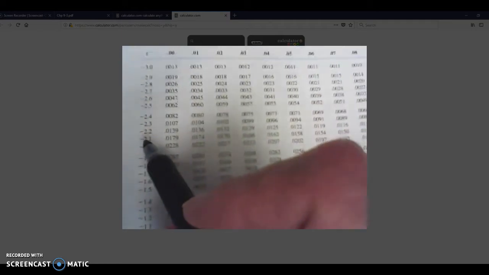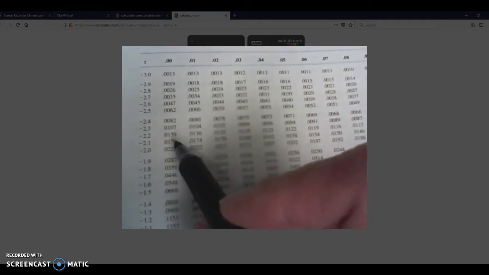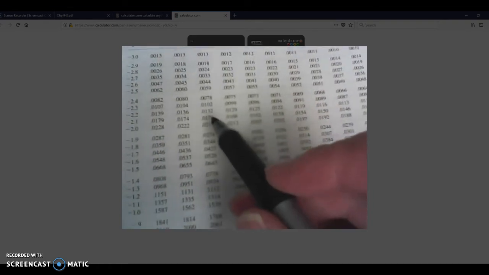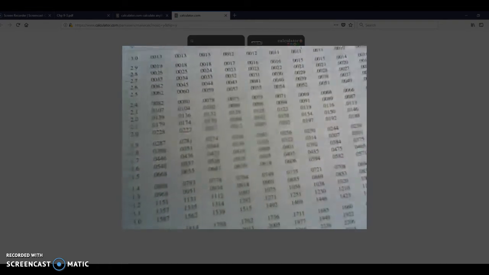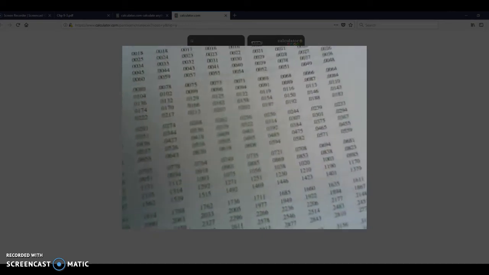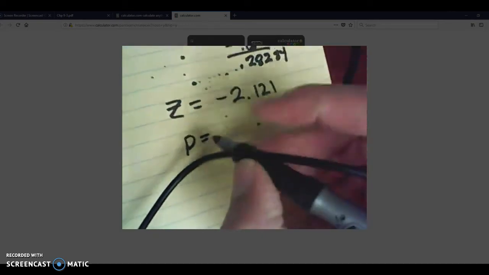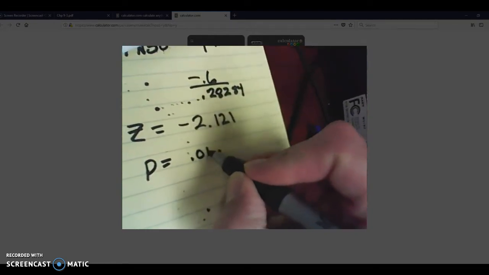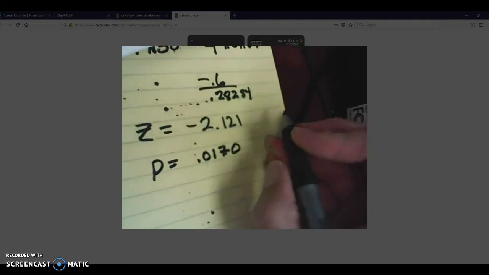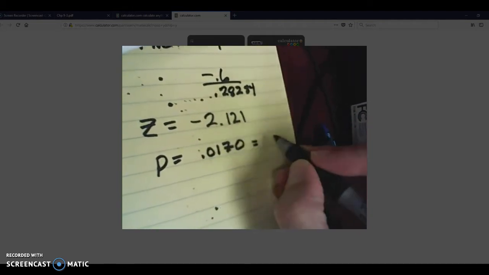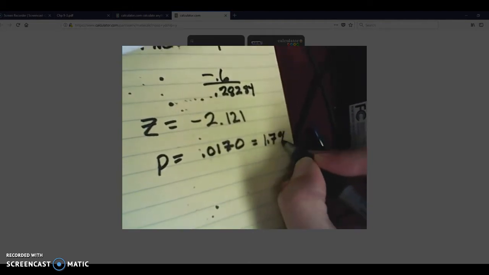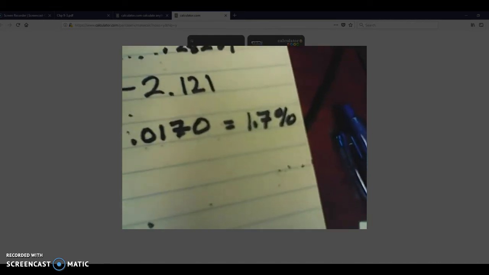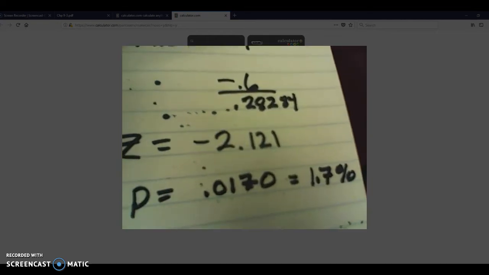Negative 2.1. Then we're going over to 2.10, 2.11, 2.12. And we've got a value of 0.17. So our p-value is equal to 0.0170. We can say here that there is a 1.7% chance that we could get this z value if the mean were actually 20.